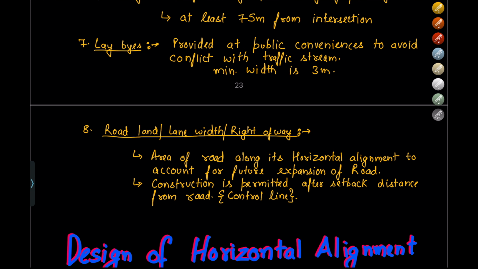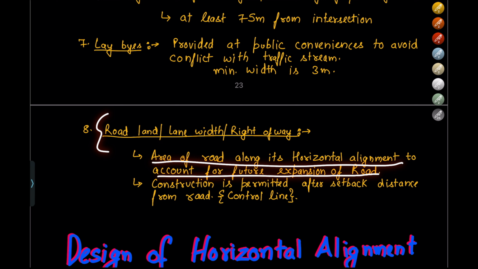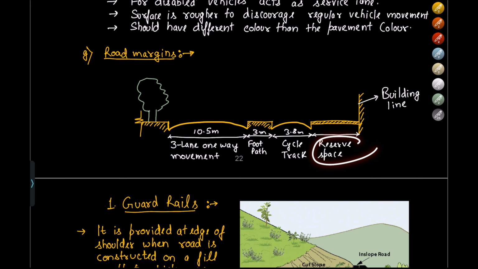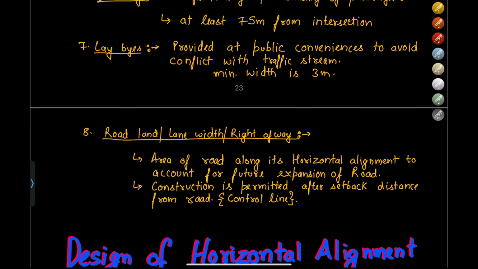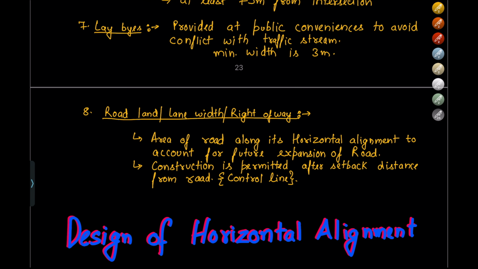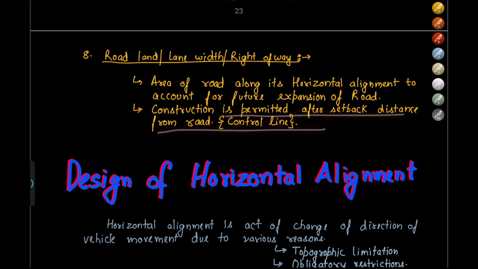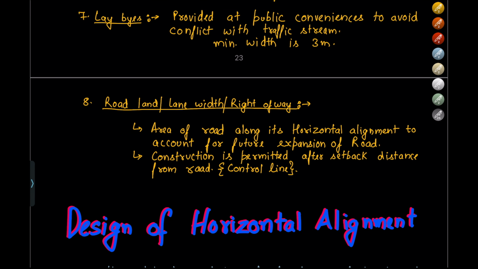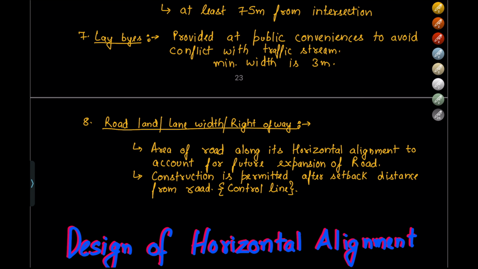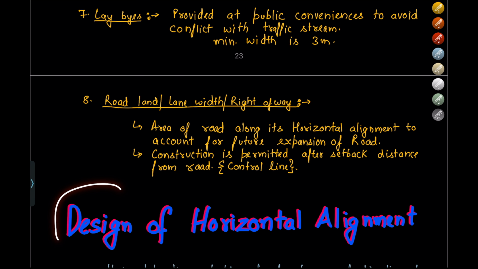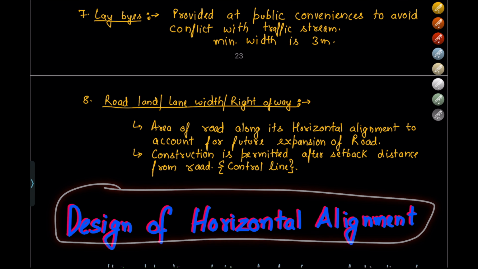Next is road lane or lane width or right of way. It is the area of road along the horizontal alignment to account for the future expansion of the road. Here some area was depicted as the reserve space, and that reserve space is nothing but the area of road that is reserved for future expansion of the roads. Next, construction is permitted only after setback distance from road or control line is used. Fine. So these were the topics that we covered in cross-sectional elements. Next we'll study about the design of horizontal alignment, and that would be covered in the next video.